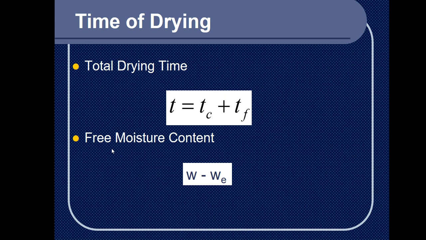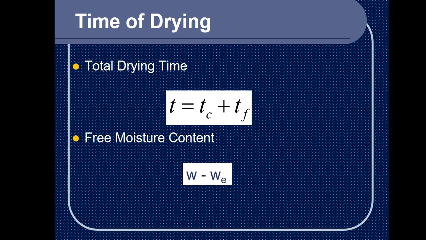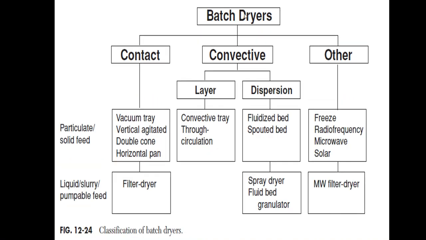And the free moisture content is the moisture content at any time minus the equilibrium moisture content. So these are very simple formulas that we can get from Geankoplis regarding the concept of drying. Now our dryers are divided into two types or two groups. We have the continuous dryers and we have the batch dryers.